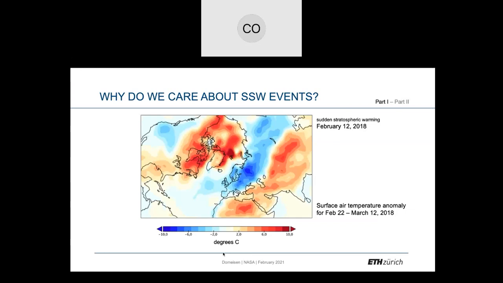So this was the surface impact, or at least what happened after this particular stratospheric warming event. There was a cold anomaly over northern Eurasia, and then warm in the Arctic, Greenland, and over Canada, and also warm over large parts of Asia and the Middle East, and also Northern Africa. This is a very typical pattern.